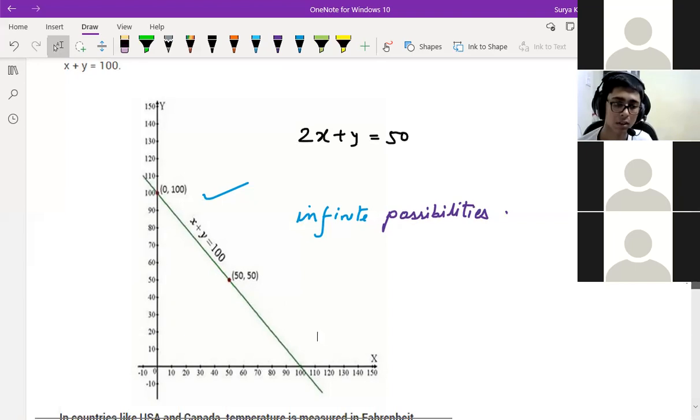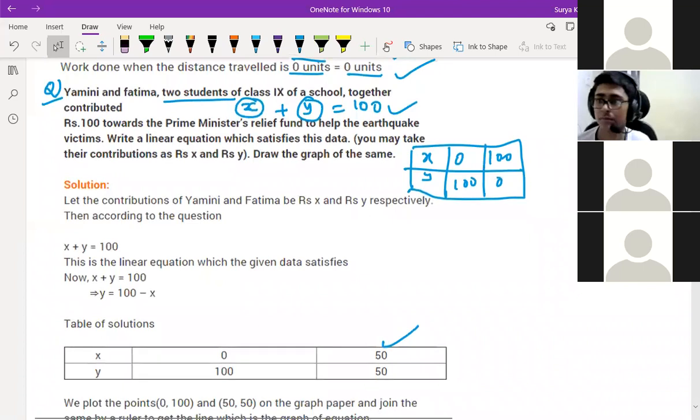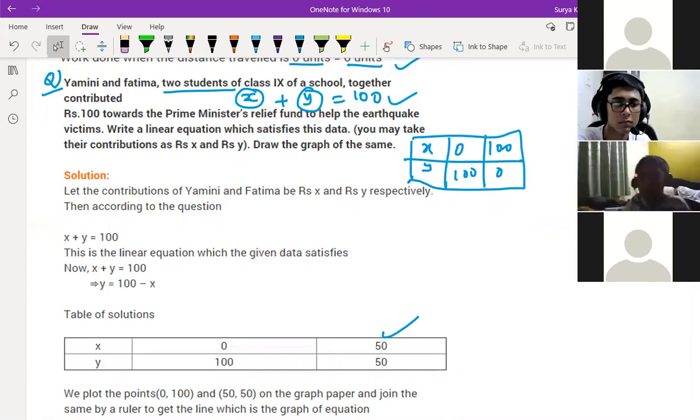No, sir. Read the question once. If you're having doubt in the question, you just ask. Yamini and Fatima, two students of class 9th, together contributed ₹100 towards the Prime Minister Relief Fund to help the earthquake victims. Write a linear equation which satisfies this data. So simply, this is the equation, and with the help of this equation we have drawn the graph. That's it.